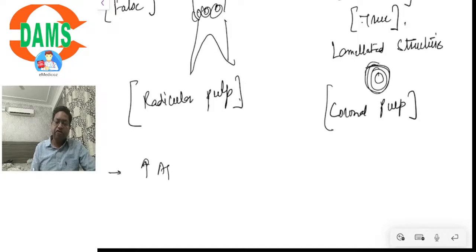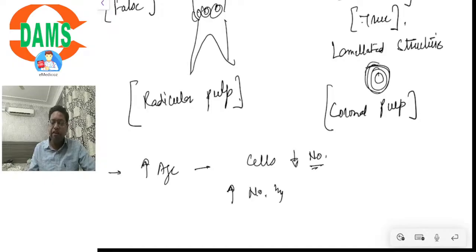With increased age, the cells decrease in number. We have seen the different cells of the dental pulp, starting from fibroblasts to the mast cells. All of them decrease in number. However, there is increased number and size of collagen fibers.